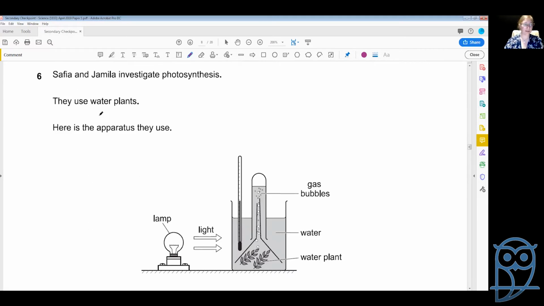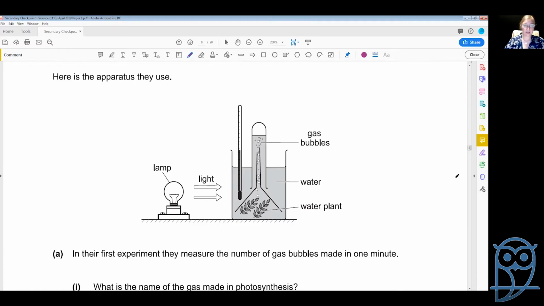So question 6 says that Sophia and Jamila are investigating photosynthesis. They're using water plants, and this is the apparatus that they use. So they have a little lamp, and they have a water setup over here with some water plants and a funnel, and then they catch the gas coming up.